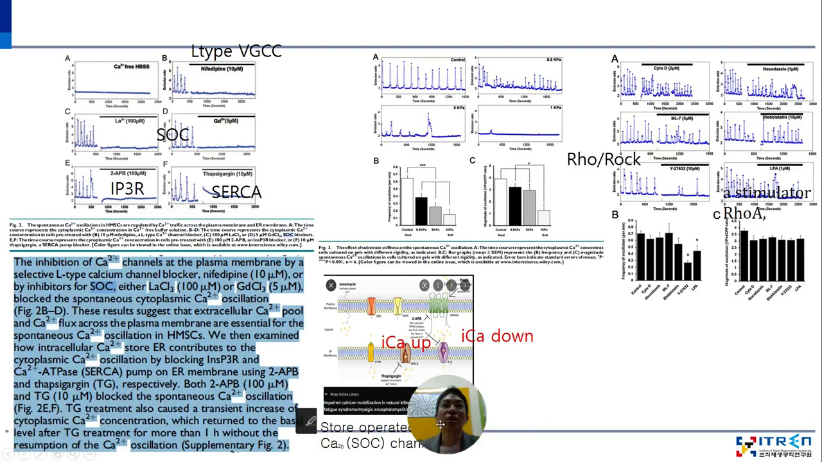So here they describe it like that. Inhibition of calcium channels at the plasma membrane by a selective L-type calcium channel blocker and an SOC inhibitor blocks the spontaneous cytoplasmic calcium oscillation. This suggests that the extracellular calcium pool and calcium flux across the plasma membrane are essential for the spontaneous calcium oscillation in human MSC.